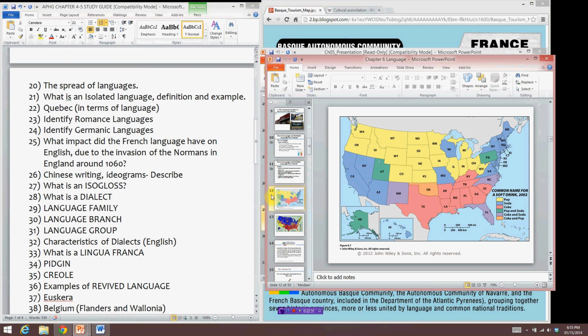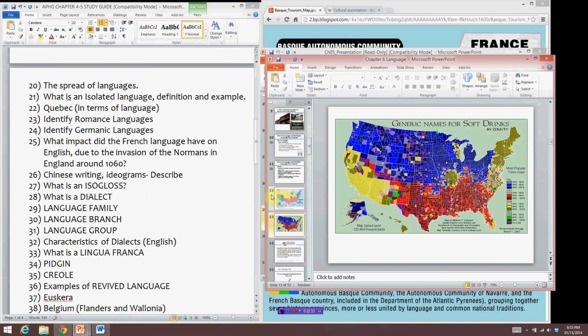Here's another look at the same concept by county. Okay, that's one example of an isogloss. Other types of word usage and dialect differences we talked about include the use of the word pancake or flapjack or griddle cake or whatever you might want to call those. And so that's isoglosses. What is a dialect exactly?